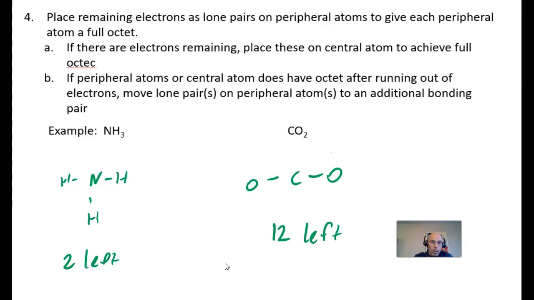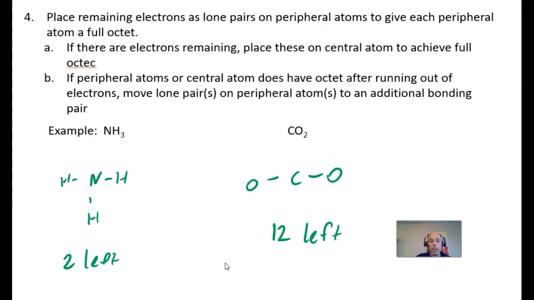All right, step 4 is a little more involved. Step 4 says to first place the remaining electrons as lone pairs. These are non-bonding electrons. They'll show up as pairs on the edges of the symbols, on the peripheral atoms, to give each peripheral atom a full octet. Now remember, all atoms except hydrogen and helium achieve a full octet through 8 electrons.